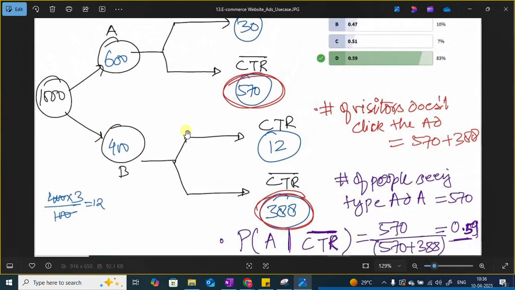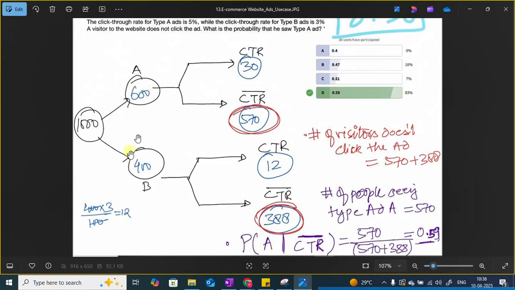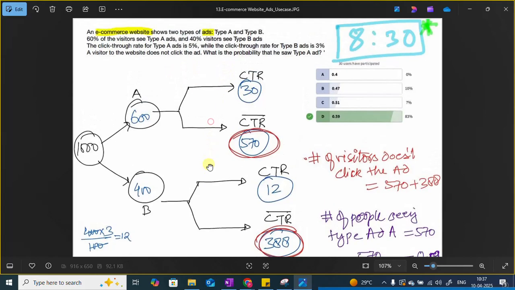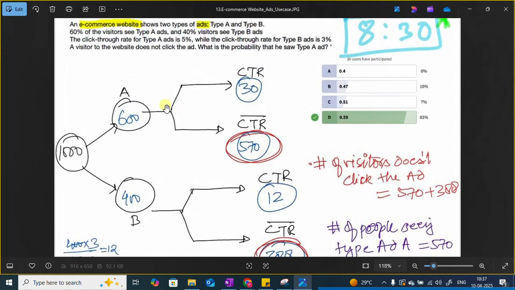That's all. I'm not writing here probability of A, probability of B by this time. Here probability of A is nothing but 600 divided by 1000, nothing but 0.6. Here 0.4. Then probability of B you can find out, right? I'm not wasting my time. Fine. Now, question. A visitor of the website does not click the ad.